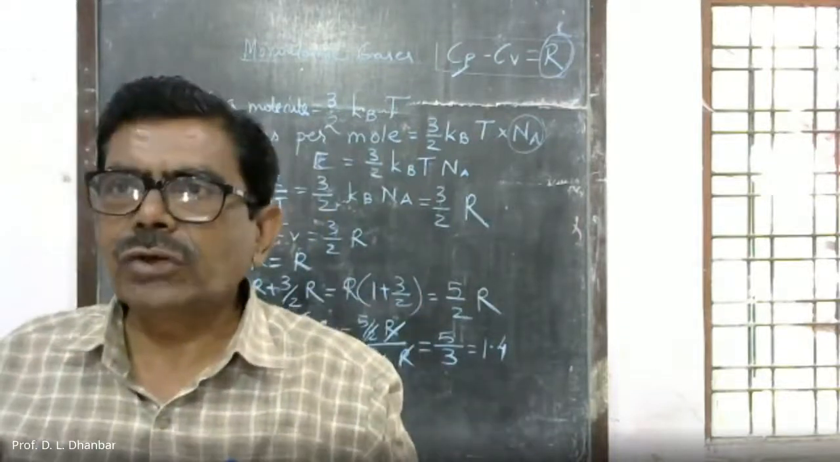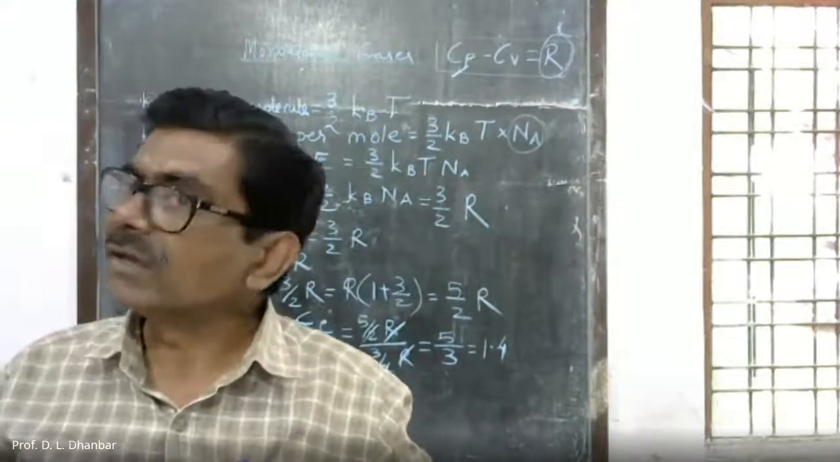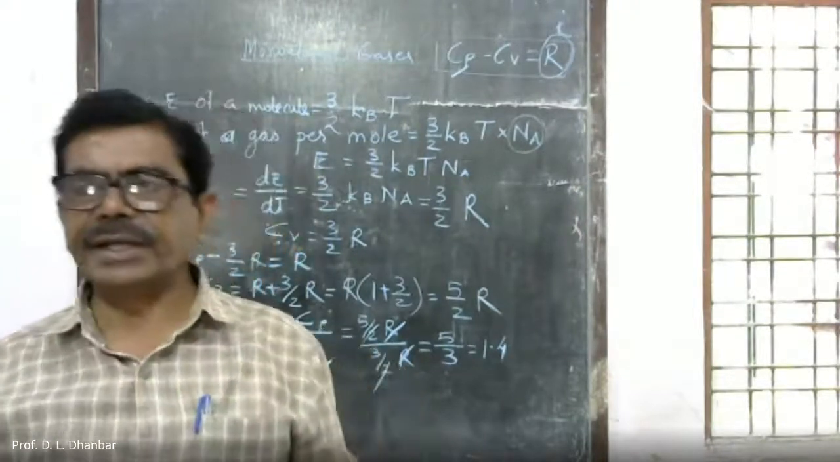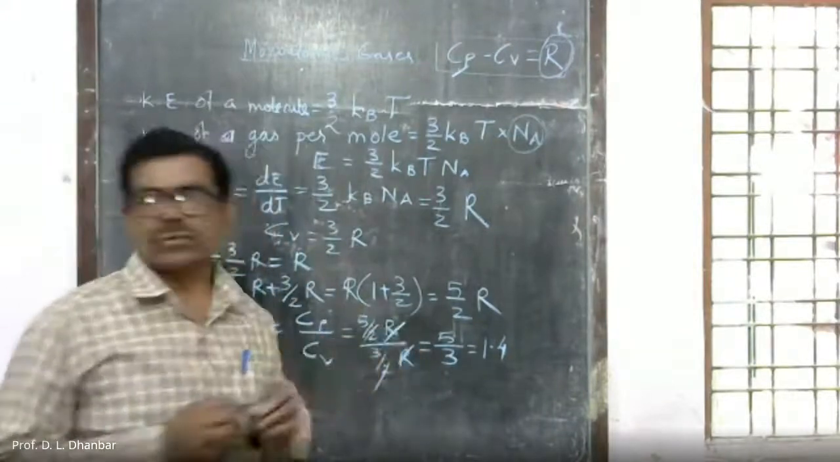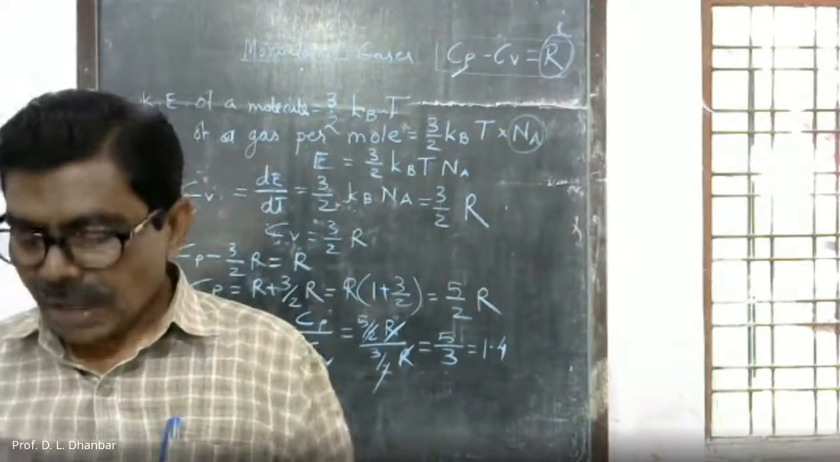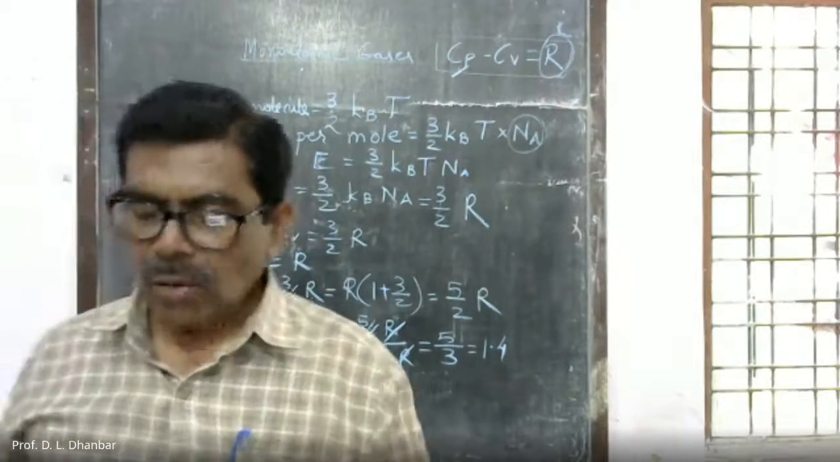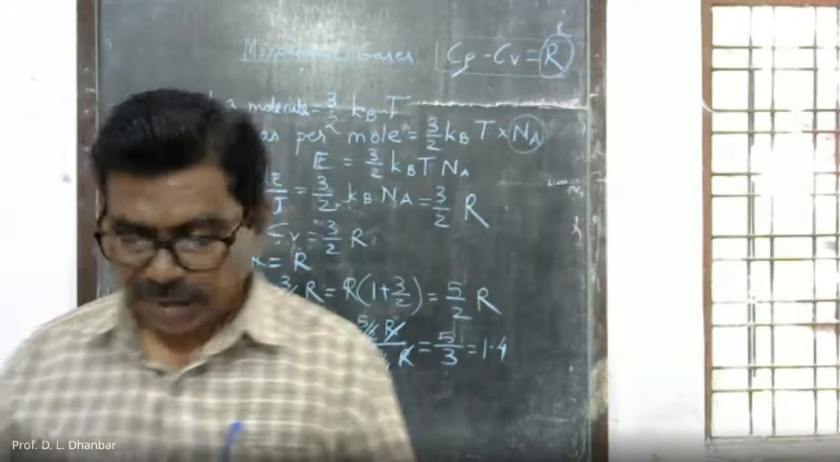This is the ratio of two specific heats of the gas, that is the specific heat at constant pressure and the specific heat at constant volume. This ratio is given by 5 by 3, which is equal to 1.4. This is about monoatomic gas. But sometimes you may have a diatomic gas. If it is a diatomic gas, then what happens? Let's see.